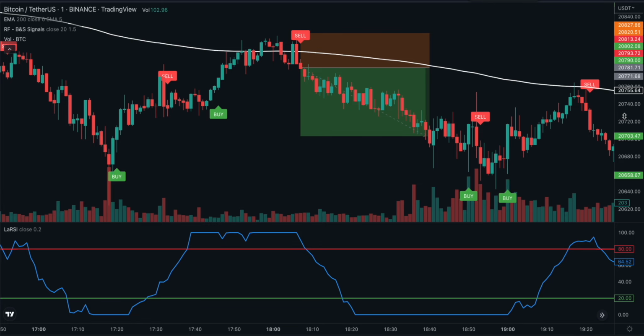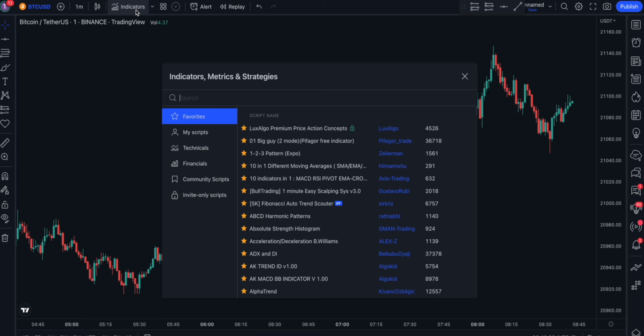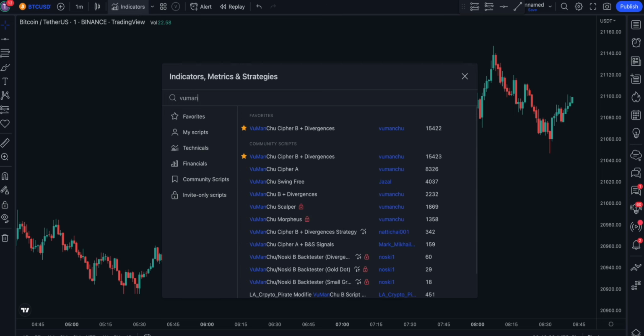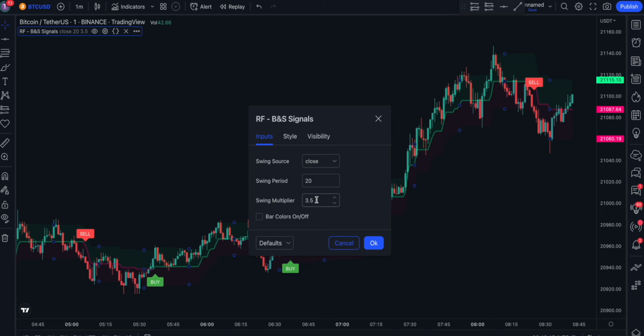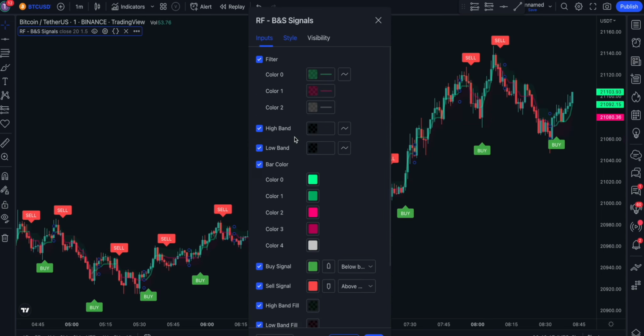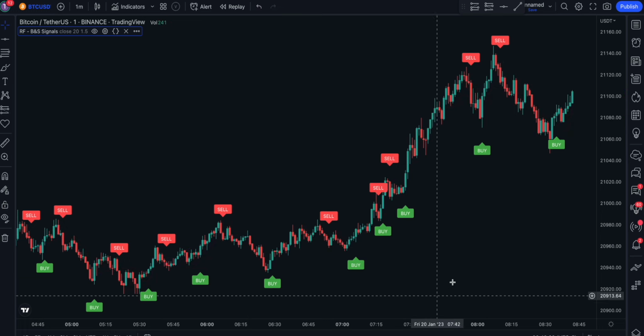Now let me demonstrate how to build this setup step by step. First, log into TradingView and open the charts. Head over to the Indicators section and type in Vimanchu Swing Free. Select this indicator, which was created by Jazal. Access the indicator's settings and change the swing multiplier to 1.5. Open the Style section and uncheck everything except the buy and sell labels.